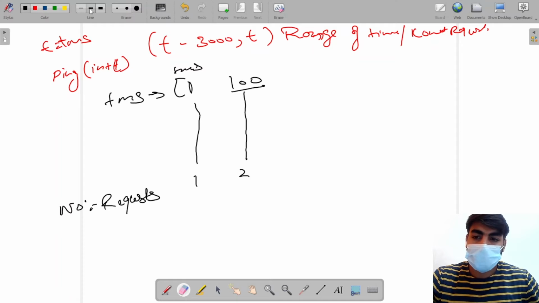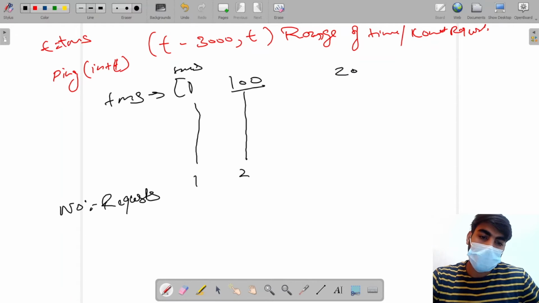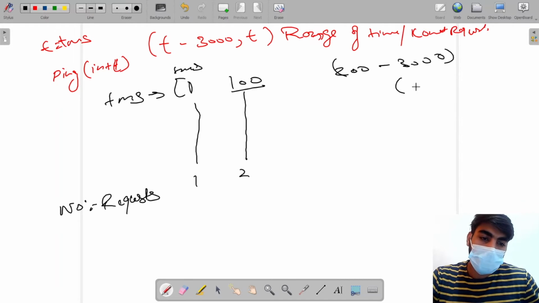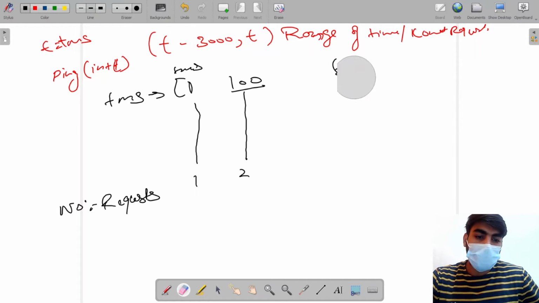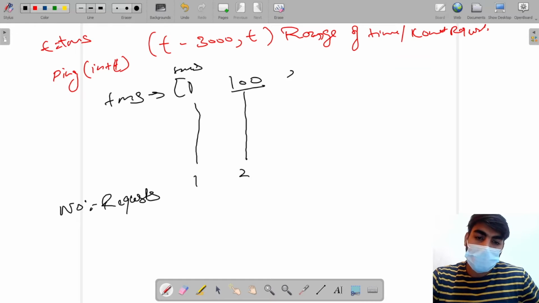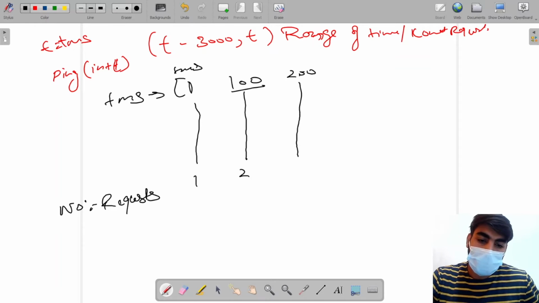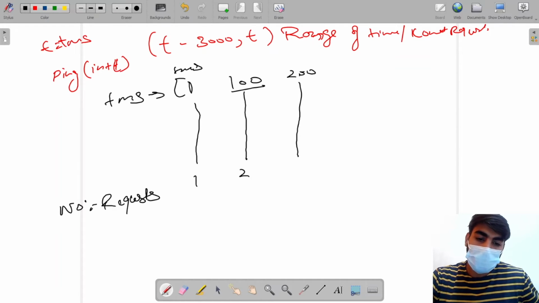Now I write 200 minus 3000, we get minus 2800 and 200. So 1 and 100 both come in this range. So what we write? We write 200 here, and our request become 1 2 3 1 2 3.